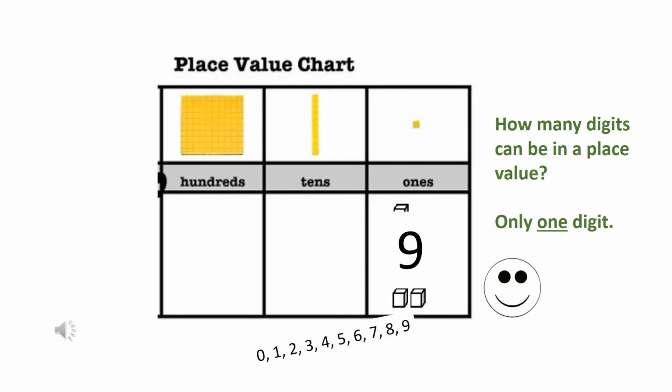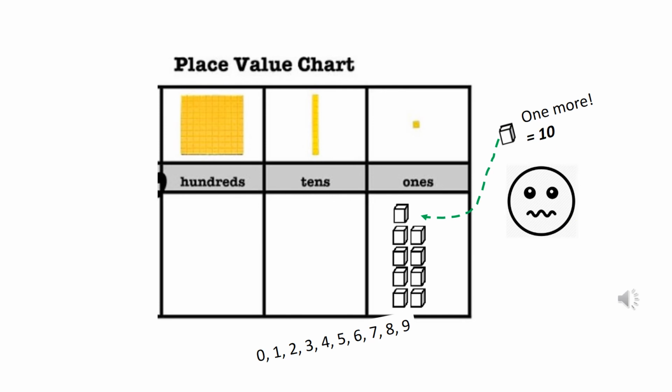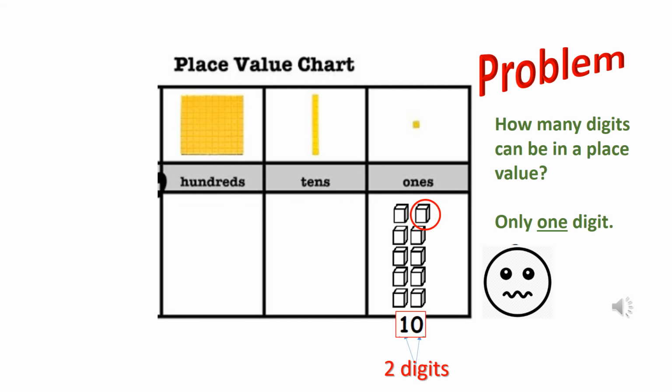I can put the number 9 in the ones place because the number 9 has only 1 digit, and that's fine. But what happens if I want to put one more cube with the other 9? Then I would have 10 cubes. But that's a little bit of a problem because if I write the number 10 in the ones place, then I've put 2 digits, a 1 and a 0, in one place value. And that can't work. That's not right.